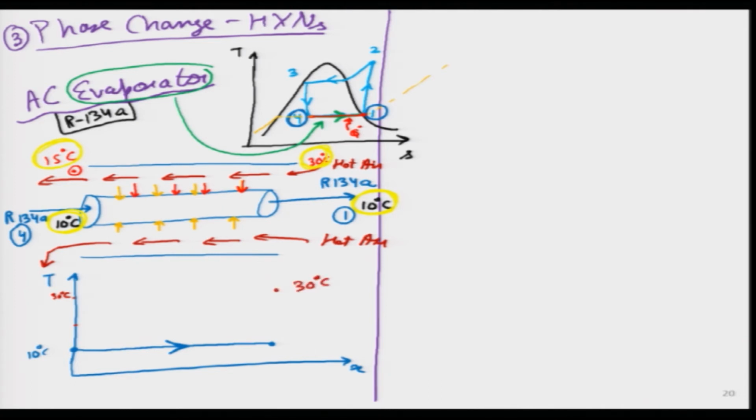Okay. And it is exiting at 15 degrees. So, 15 is somewhere over here, which means initially its temperature will drop much faster, and later on its temperature is not that fast over here. Now, I can show that air is going in this direction with the red arrow, and I can show that R134A is going in this direction.